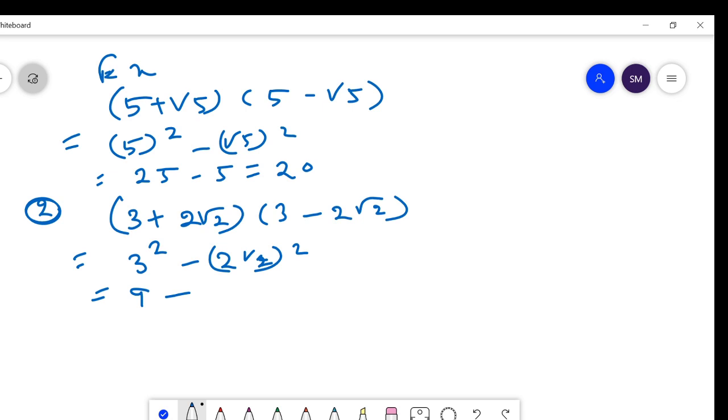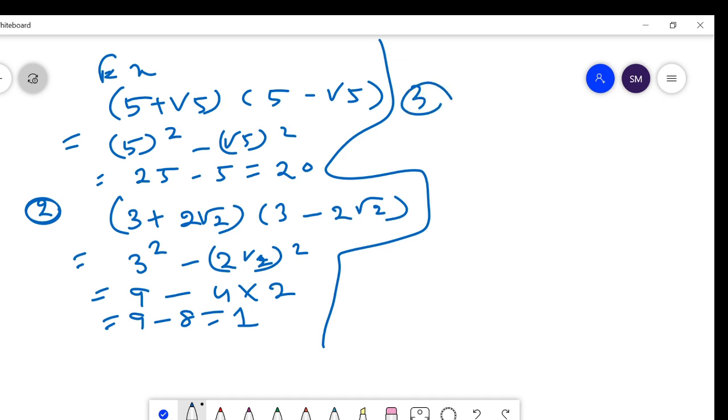9 minus 2, 4 into 2 square 2, 4 root 2 square 2. Then this is 9 minus 8, this is 1. Then solve more examples.